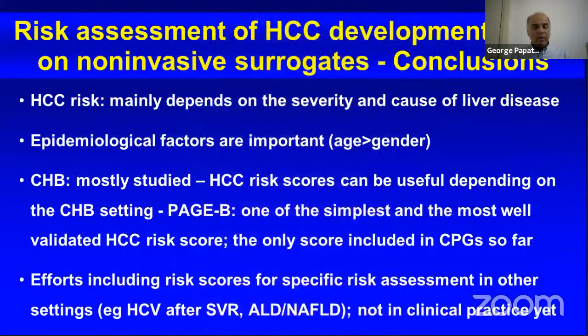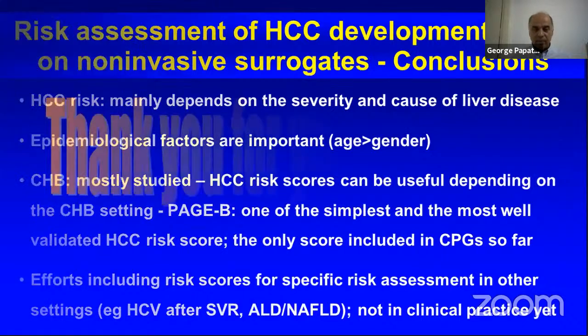So in conclusion, dear colleagues, the HCC risk mainly depends on the severity and the cause of liver disease, but epidemiological factors are also very important. Age is more important than sex. Chronic hepatitis B has been mostly studied. The HCC scores can be useful depending on the chronic hepatitis B setting. The PAGE-B is one of the simplest and the most well-validated HCC score, and the only score included in some clinical practice guidelines so far. And the efforts, including risk scores for specific HCC risk assessment in other settings, are on the way. They will be useful, at least in HCV patients who achieve SVR, and I would say in patients with alcoholic liver disease, and very important for patients with NAFLD, but they are not ready for clinical practice yet. Thank you very much for your attention.